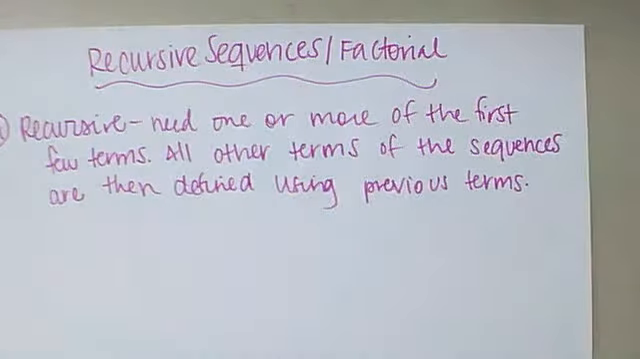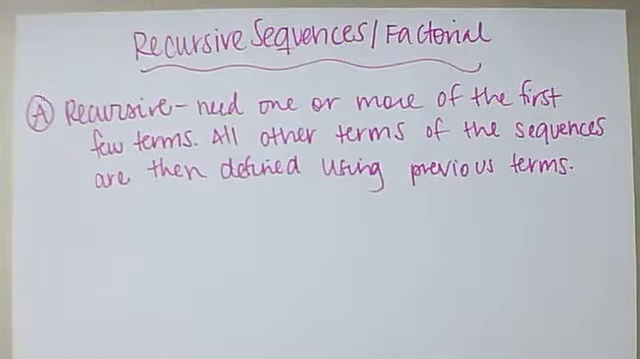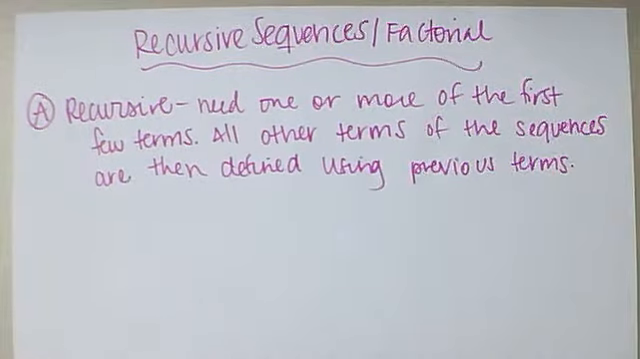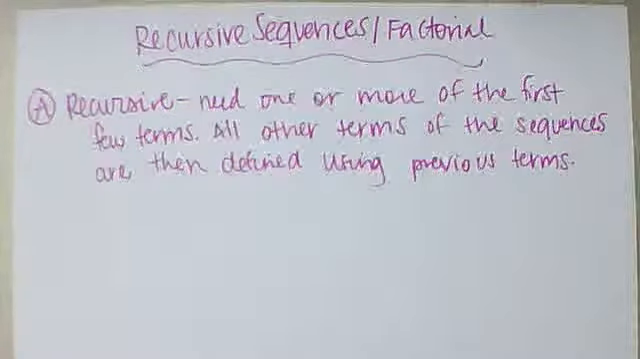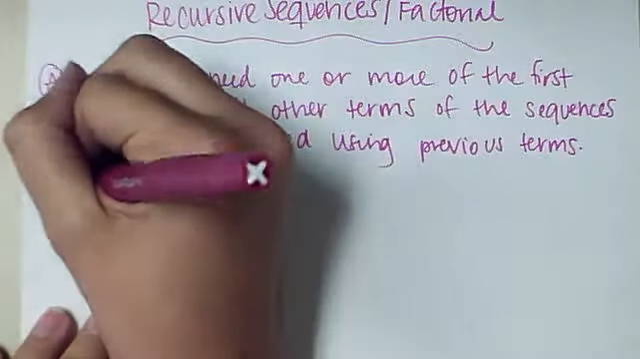So let me simplify that a little bit for you. Basically what I'm saying here is I need the first couple of pieces of the sequence, and then everyone after that comes from those first couple. So if I can find the first couple, I can do the rest. Let's look at some examples.